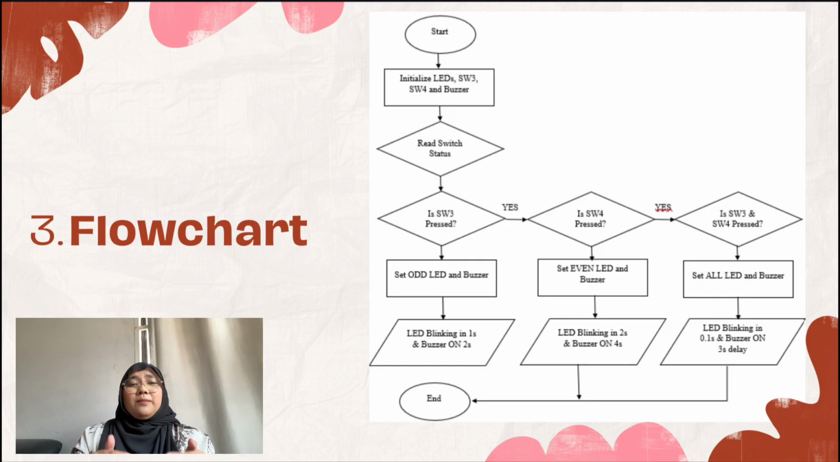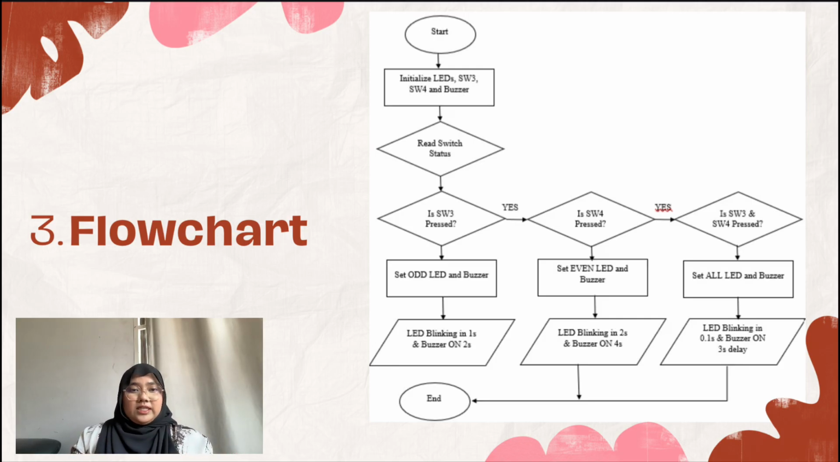So here we implement 3 main condition branches. If the system detects that only Switch 3 is pressed, it immediately runs Pattern A, which blinks the odd number LED and sounds the buzzer for 2 seconds. If only Switch 4 is pressed, it jumps to Pattern B instead, flashing the even LED and keeping the buzzer active for 4 seconds.